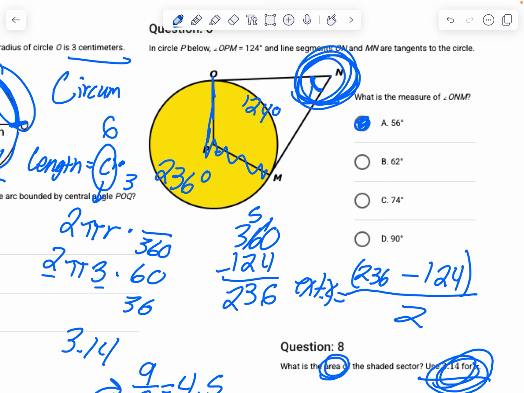Remember, if I want to find an exterior angle, we subtract the two arcs' degrees, and we divide by 2. So when it's outside, we subtract. When it's inside, we want to add them together. Okay, add them and divide by 2. So for interior angles, we add them together and divide by 2. When it's outside the circle, we subtract and divide by 2.